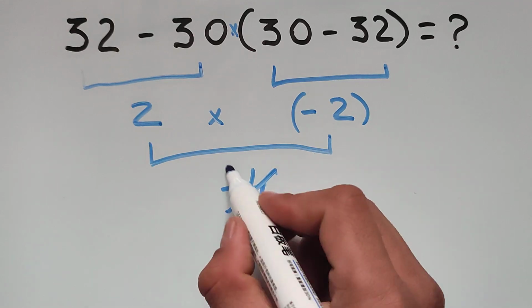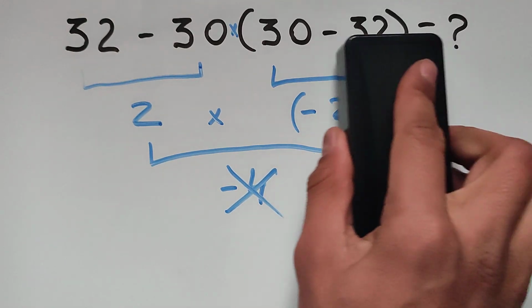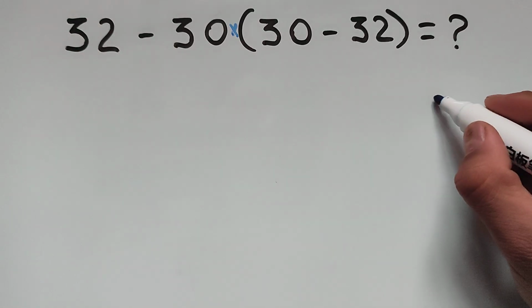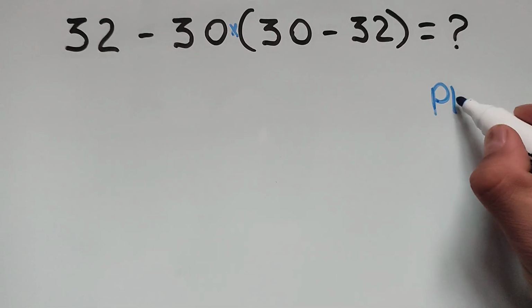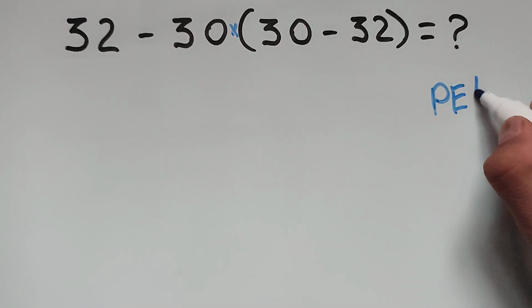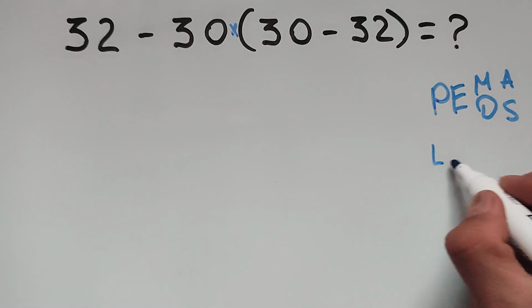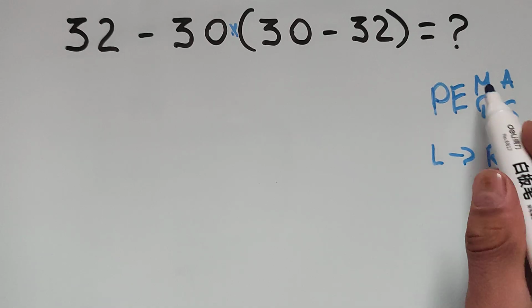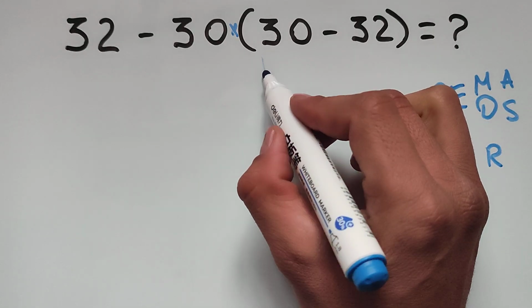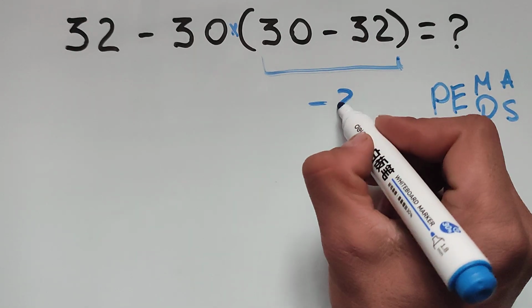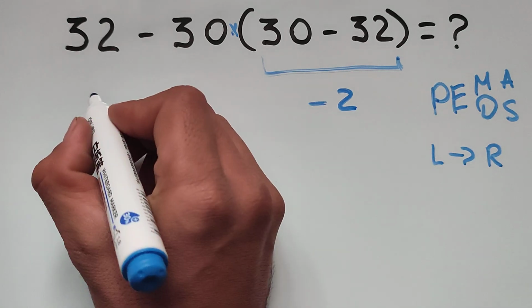But this is not the correct answer because according to the order of operations, first we have to begin to work inside the parentheses, after that exponents, and then multiplication and division, finally addition or subtraction. Here multiplication and division have equal priority, that's why we have to begin to work from the left to the right, and according to this rule, first we have to work inside the parentheses, and 30 minus 32 equals negative 2, and we have to copy the rest part of the problem.